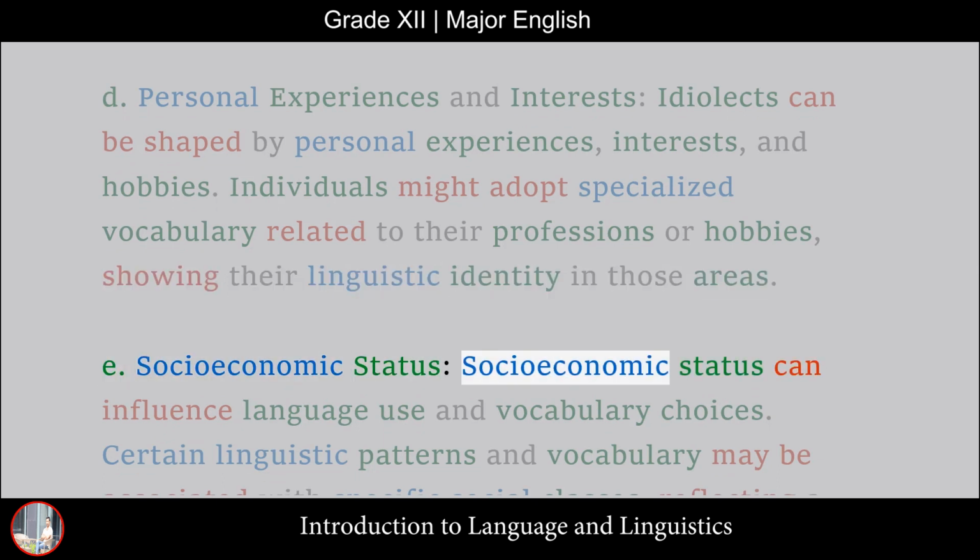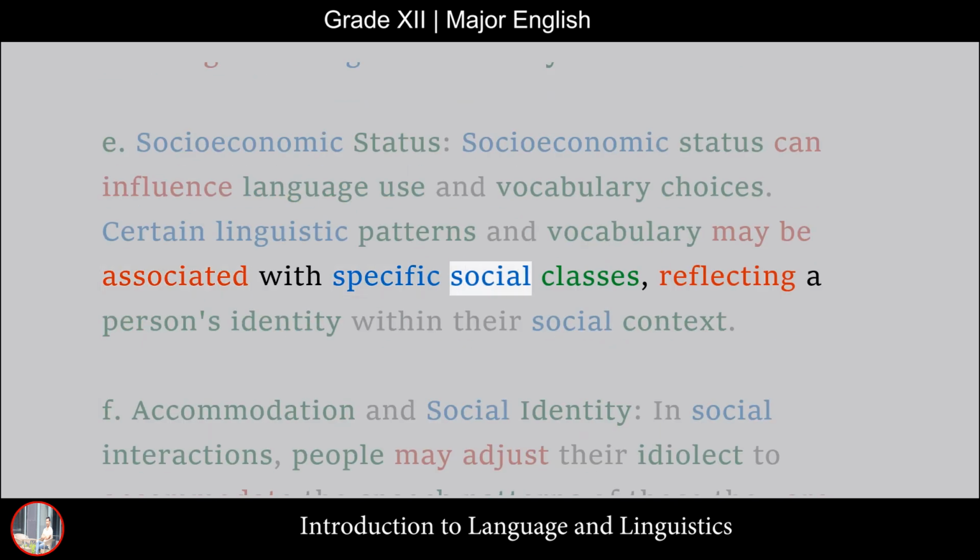Socioeconomic status. Socioeconomic status can influence language use and vocabulary choices. Certain linguistic patterns and vocabulary may be associated with specific social classes, reflecting a person's identity within their social context.